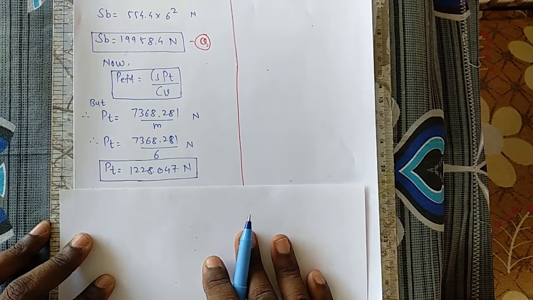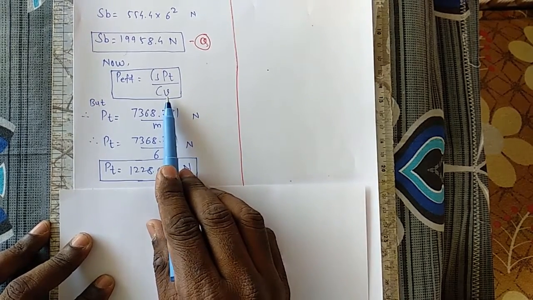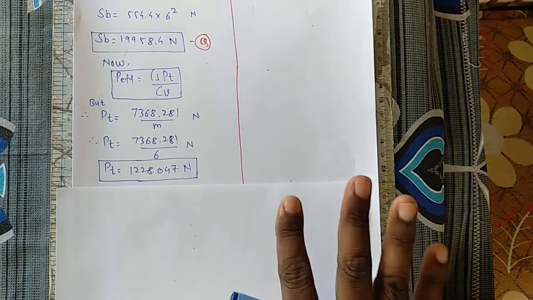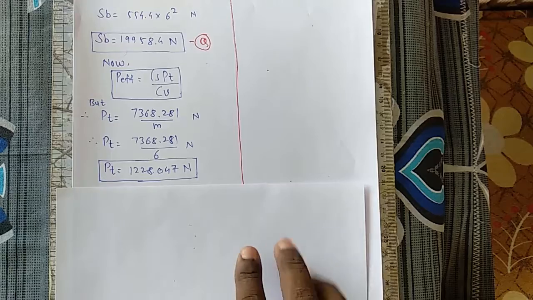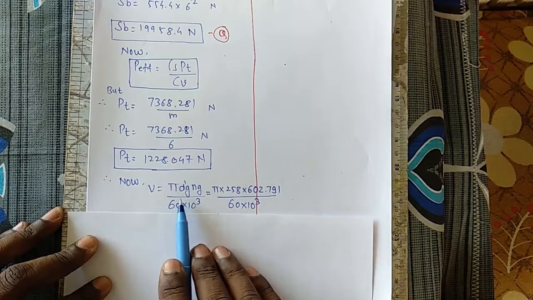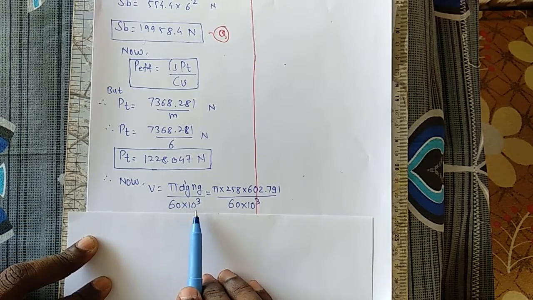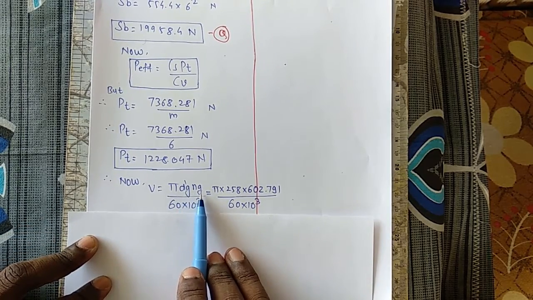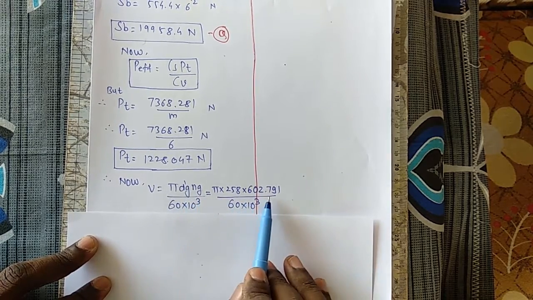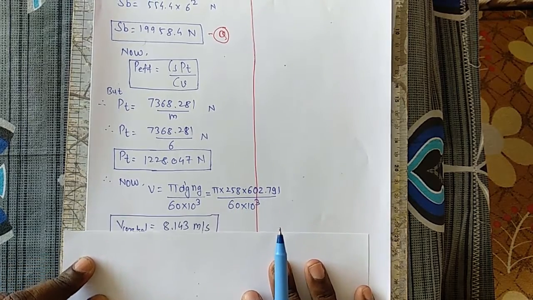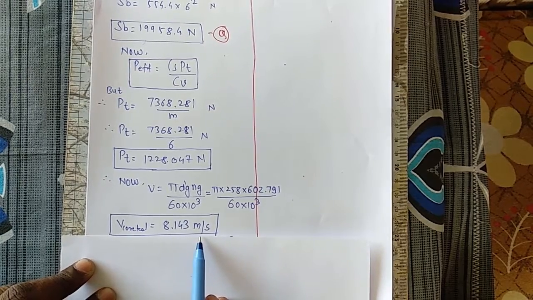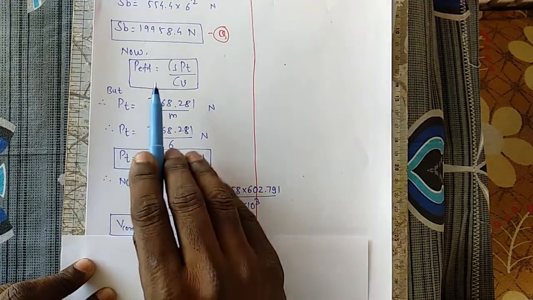Now we will calculate the value of CV, and for finding out the value of CV we should calculate V, because initially we have assumed V as 5 meter per second. But now we will calculate the corrected value of V using this equation. V is equal to pi d dash g ng divided by 60 into 10 raised to 3. Suffix g we have used because gear is weaker. So pi into 258 is the pitch circle diameter of gear, ng is the RPM of gear, divided by 60 into 10 raised to 3. And we got the corrected value of V as 8.143 meter per second.